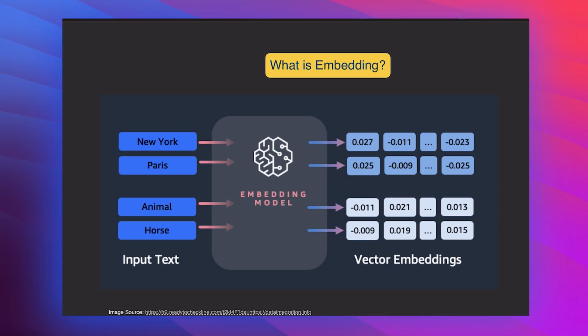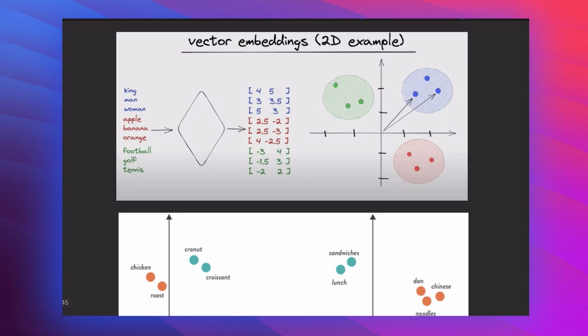One thing, if you observe here, New York and Paris are represented very close to each other, whereas animal and horse are very close to each other in this vector space. So words with similar meanings end up appearing very close to each other in this vector space. This is why vector embeddings are so useful, because it means we can think about text in this vector space and do semantic search when we look for pieces of text that are most similar to each other in this vector embeddings.